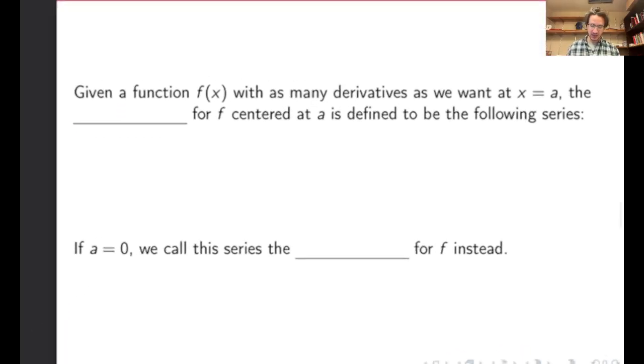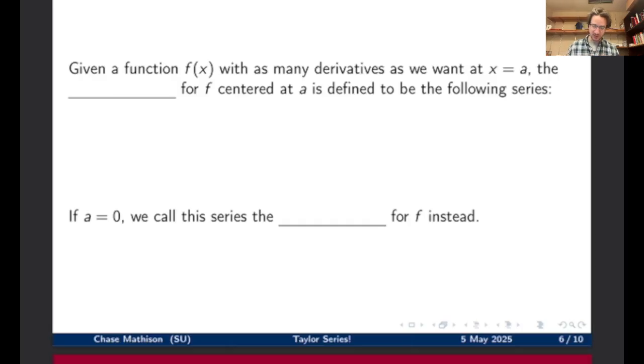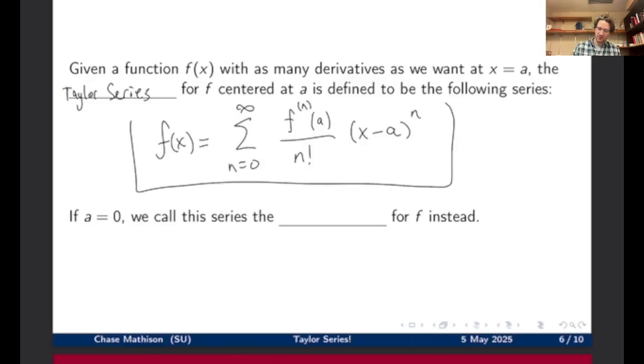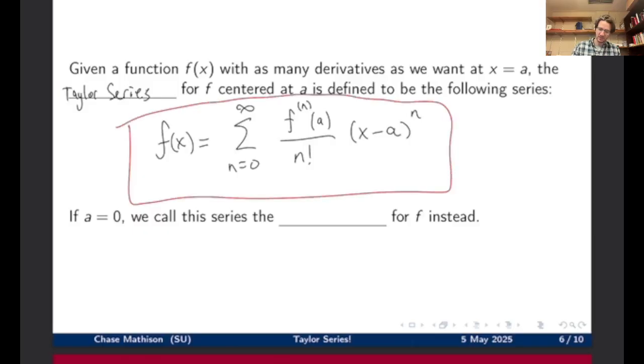Given a function f of x with as many derivatives as we want at x equals a, the Taylor series for f centered at a is defined to be the following series. And I'm going to show you where this comes from, again generalizing what we just did. It is the sum n equals 0 to infinity of the nth derivative of f at a, where we take the 0th derivative of f to just be the function itself, over n factorial times x minus a to the n. That is the Taylor series for f at the center a.